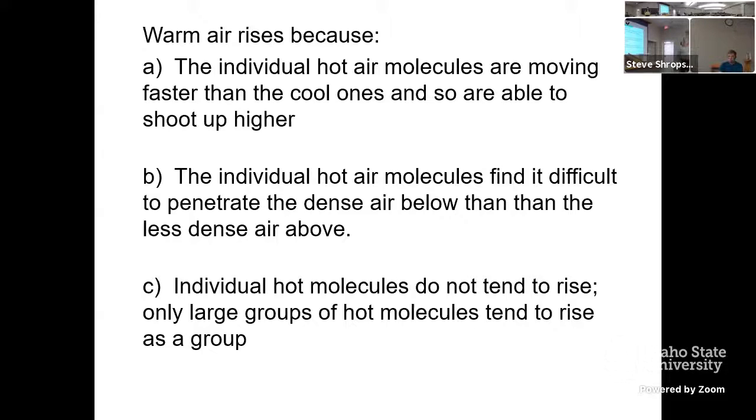So why does warm air rise? Okay, anybody need more time? Show me your cards then.